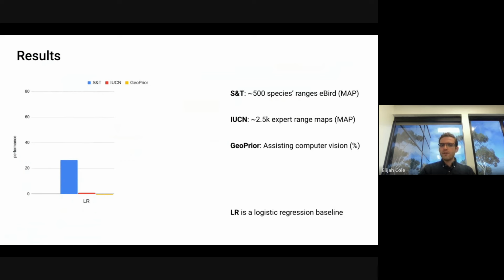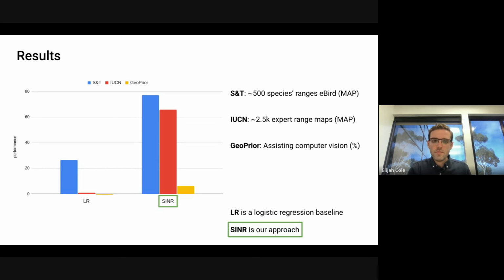And so quantitatively, what we're looking at here is the performance on 3 different tasks. The blue and the red bar are for these mapping tasks where you're predicting the presence and absence of known species. And the yellow bar is for the geographical prior task, where you're improving the performance of an image classifier. As a baseline, simple logistic regression is commonly used in ecology, so that's what we use as a baseline here. Compared to the simple logistic regression, our method, which is called Signer, performs much better quantitatively on all of these tasks.